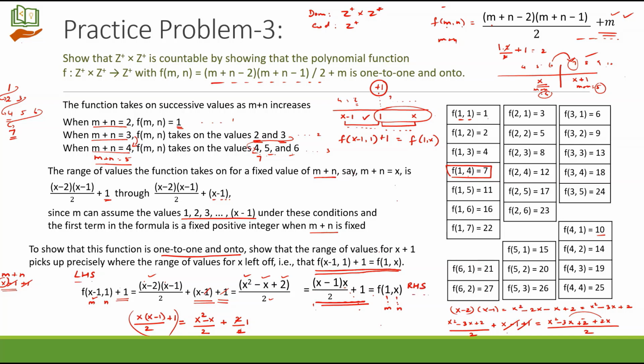It means we have proved that the range of values for x plus 1 picks up precisely where the range of values for x left off. The solution actually starts here. This is just an explanation of how we are bringing f of (x minus 1, 1) plus 1 to be equal to f of (1, x).